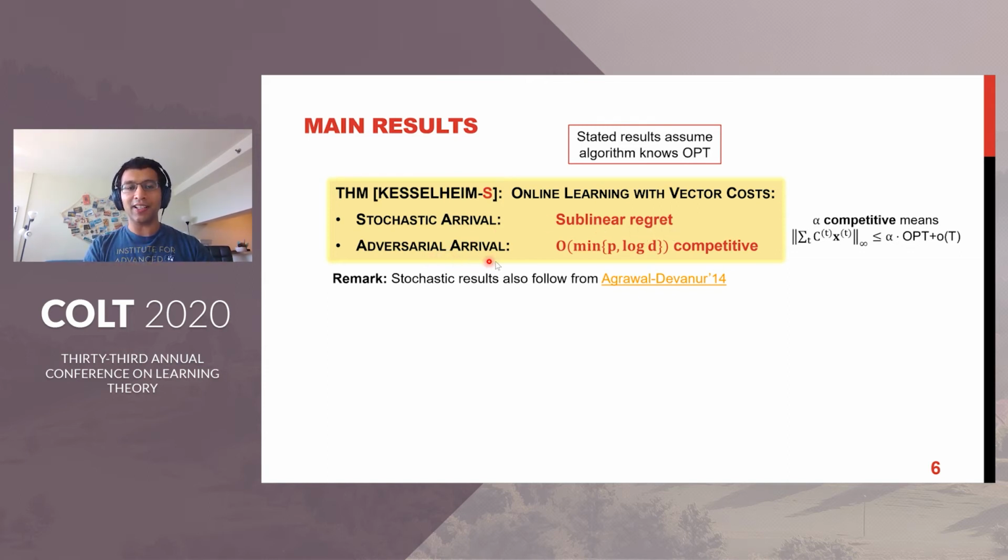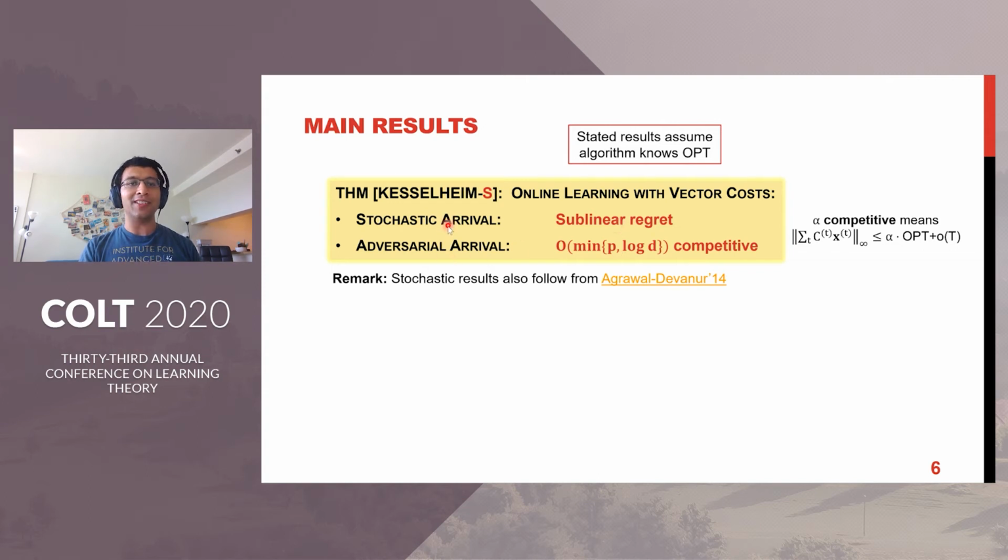But in the adversarial arrival model, we get a competitive ratio. For the L infinity norm, for example, which is the most important case, we get a log D competitive ratio, which is also tight. So we show that you cannot do anything better. And what do I mean by competitive ratio? A log D competitive ratio basically means that the cost of our algorithm, the L infinity norm, is at most log D times that of the optimal algorithm. I have one remark that the stochastic results also follow from the work of Agrawal and Devanur from 2014.